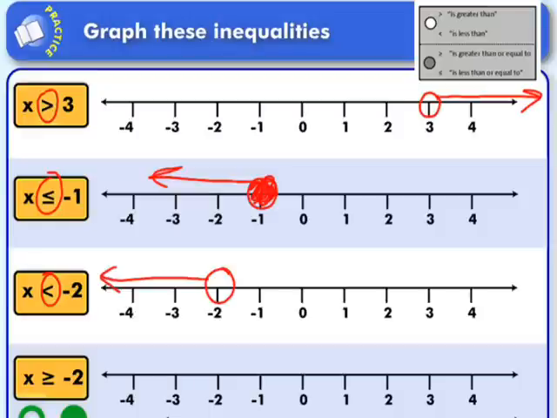In our last example, x is greater than or equal to negative 2. Now, am I going to include negative 2 as a possible answer? Yes, because negative 2 is equal to negative 2. And these would be all the numbers that would be greater than negative 2. And again, the arrow in the graph is pointing the same way as the arrow in the inequality.